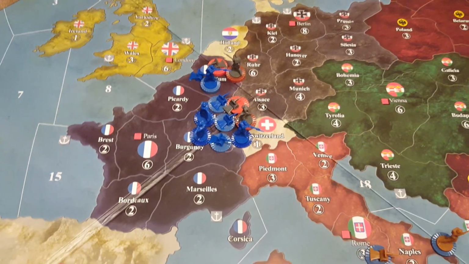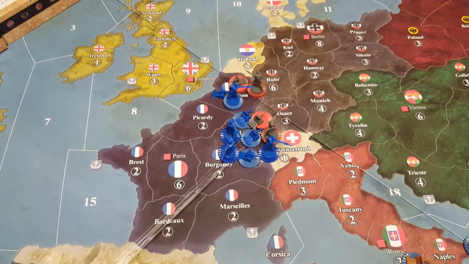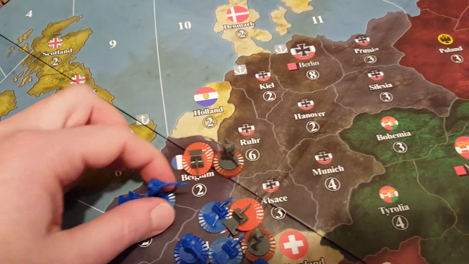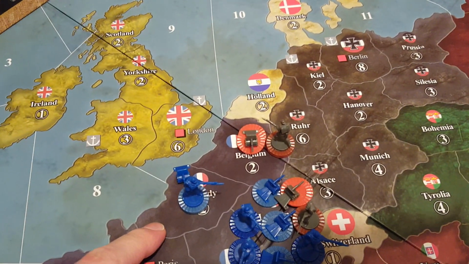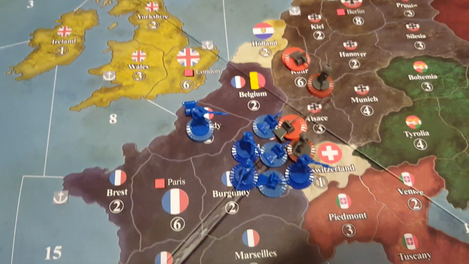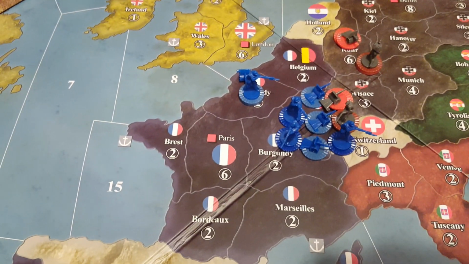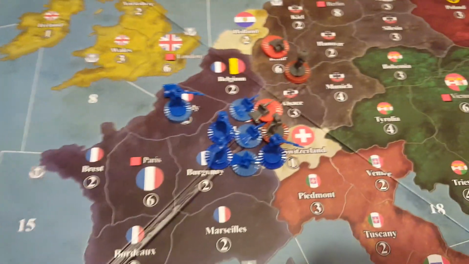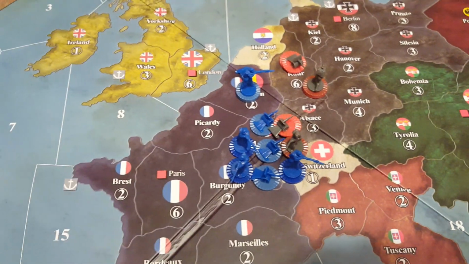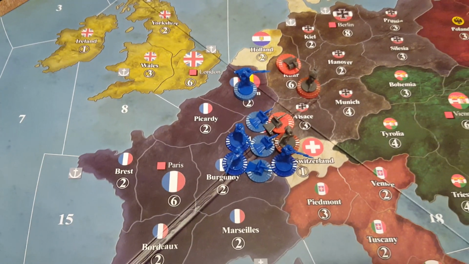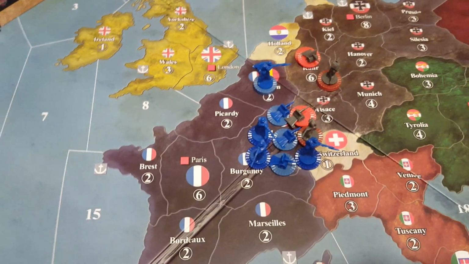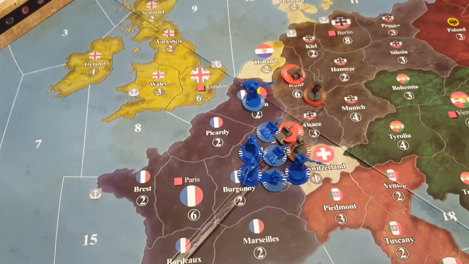Let's say that Germany does not attack. We'll pretend like these guys were in Picardy, and let's say that Germany doesn't attack for some reason. Then on its turn, Belgium is aligned towards France, so all France has to do is move some sort of military unit there. Even just 1 will do it, and then that activates the Belgian forces, and then they get added to whatever French forces are there in that territory.